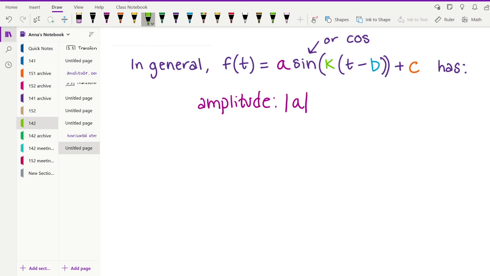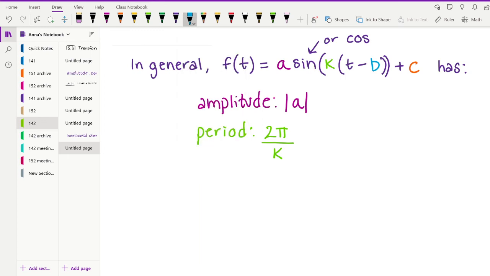Okay, what about the period? We talked about that earlier. The period is always going to be 2 pi divided by whatever that coefficient is of t. So 2 pi over k.